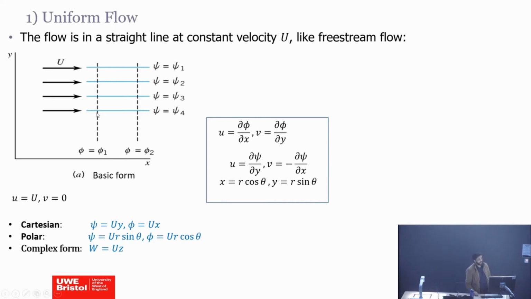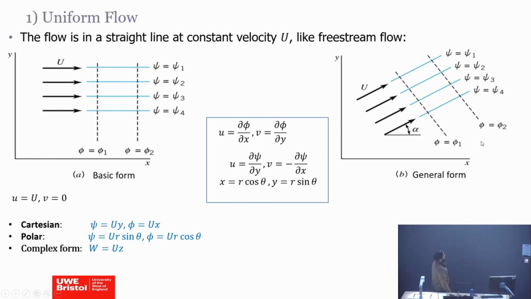Okay, so that's it really. Uniform flow, the basic form, is the flow flowing horizontally left to right like that. But uniform flow doesn't have to be flowing horizontally, it can actually be at an angle. So we can do exactly the same in the general case where there is an angle, and it looks something like that. So I have my uniform flow coming. The only difference now is that it is at an angle alpha. You can think of that alpha as similar to an angle of attack, but I'm not saying it's the angle of attack. It's coming at an angle alpha.